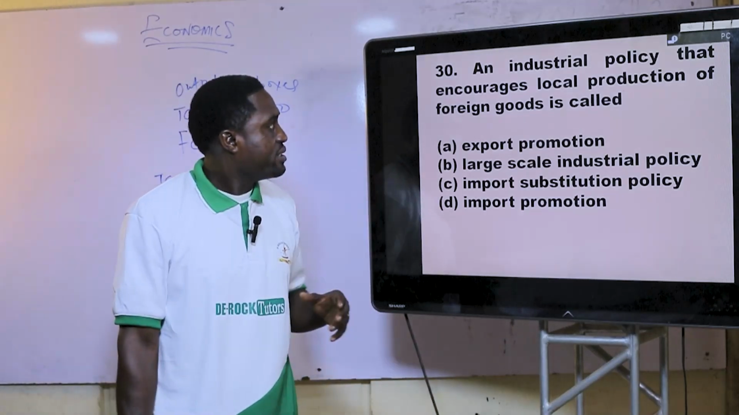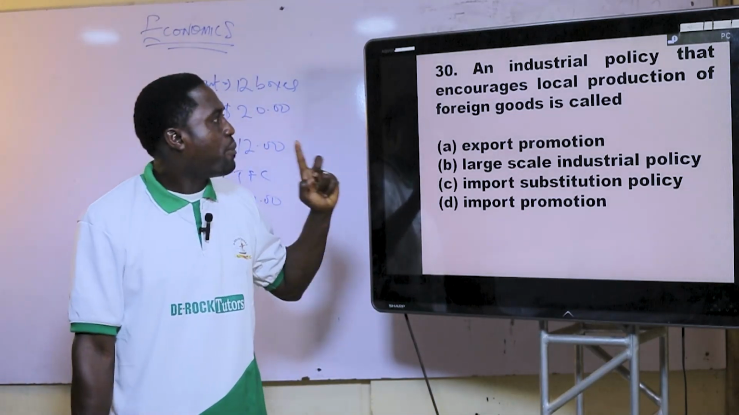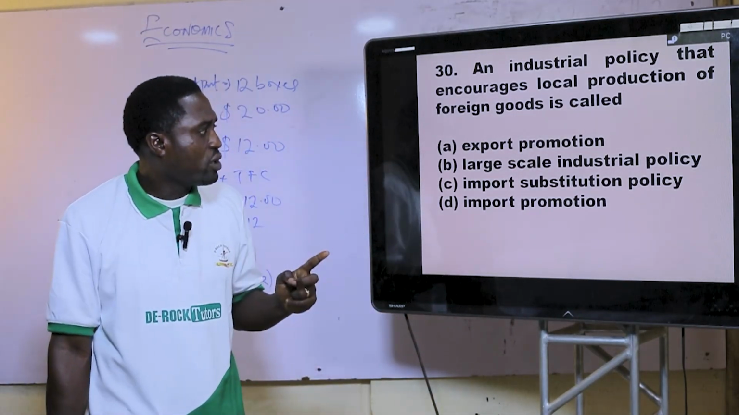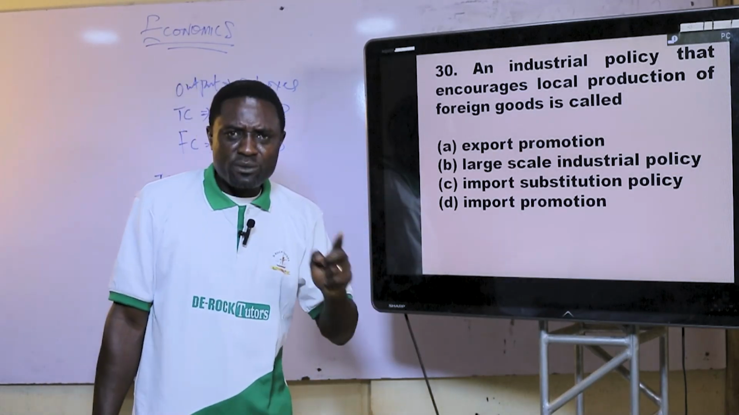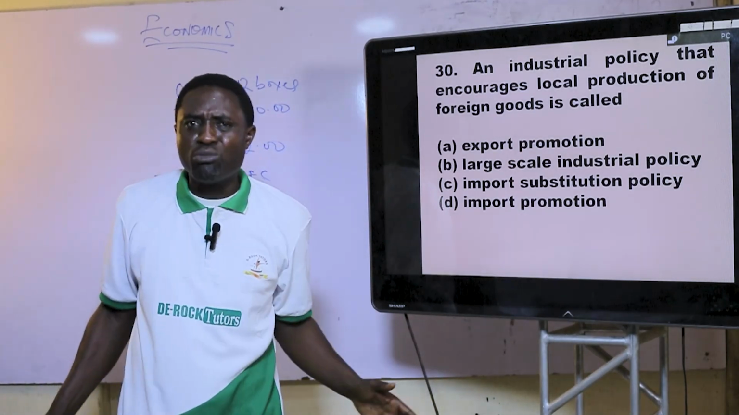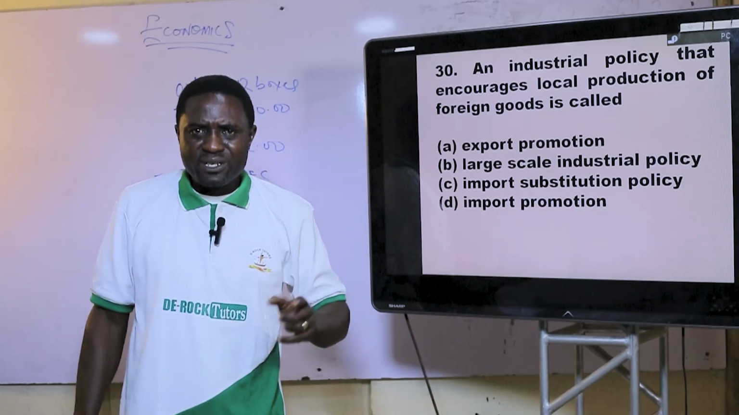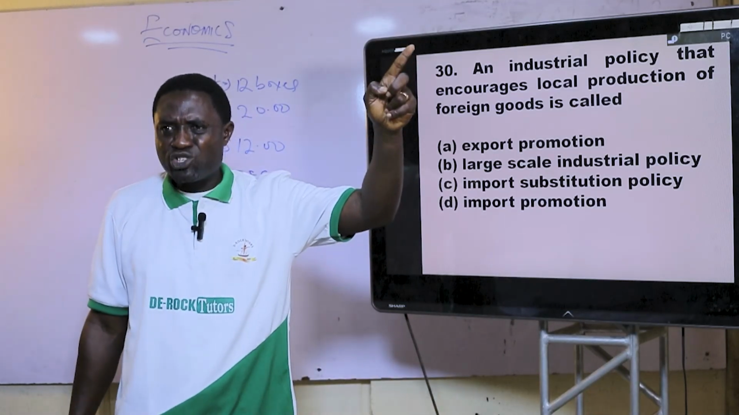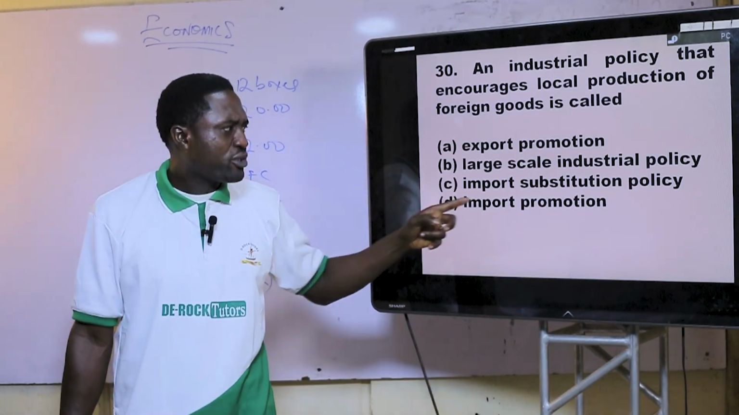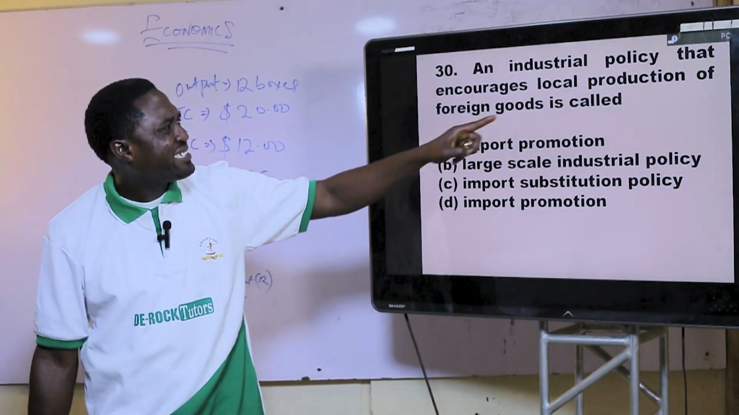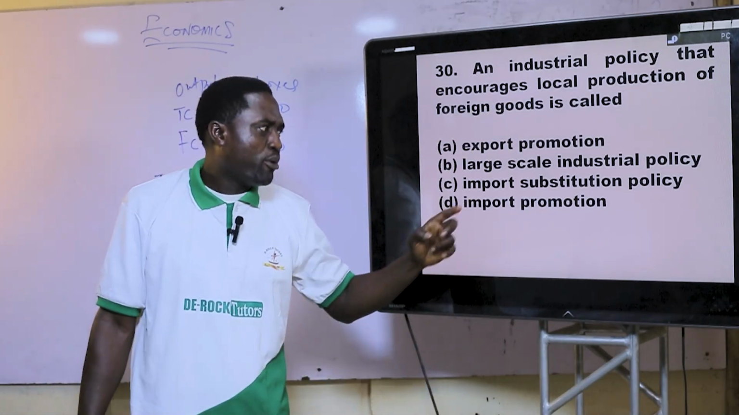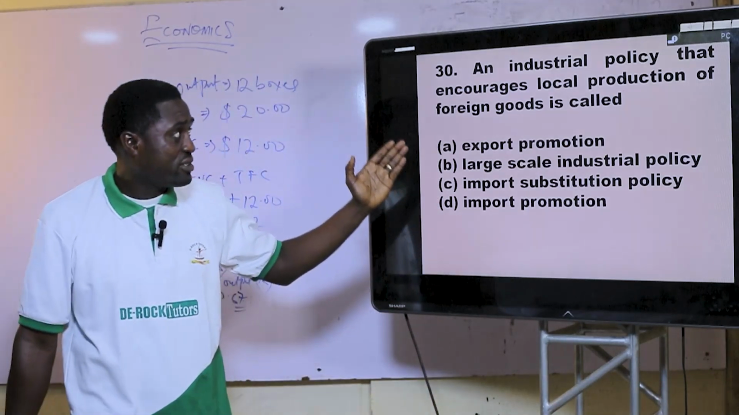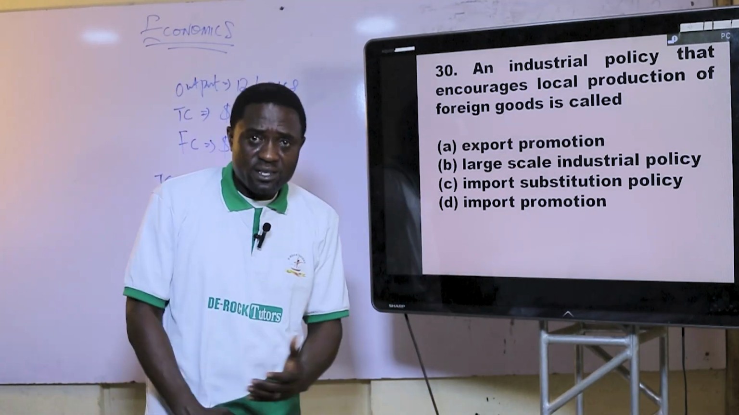An industrial policy that encourages local production of foreign goods is called what? Import substitution policy, so that we can produce more within the country rather than relying on importation from abroad. So import substitution policy is an industrial policy that encourages local production of foreign goods. So the perfect answer to this question is option C. The next question.